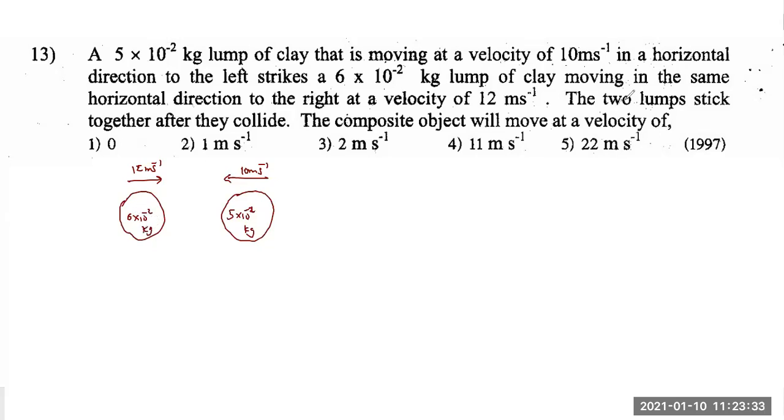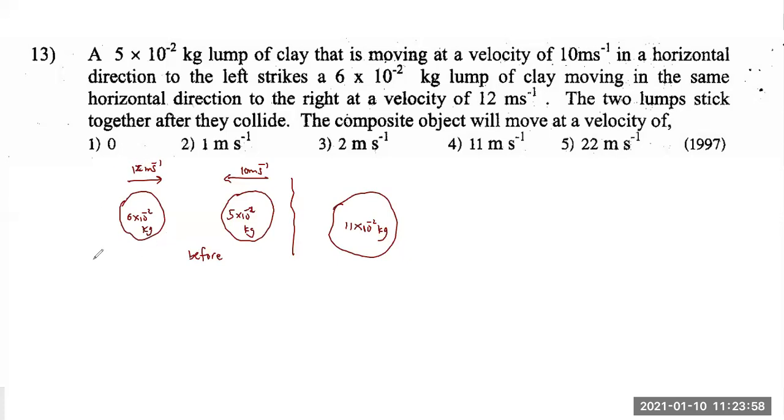This is what's happening. The two lumps stick together after they collide. This is just before the collision, and just after the collision they stick together. So it means there is 11 × 10^-2 kilogram. The composite object will move at a velocity of, right? Luckily they have asked only the magnitude of the velocity. They have not asked for the direction, but you need to figure out the direction first of all, people.